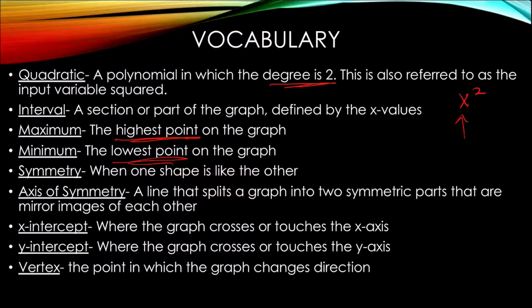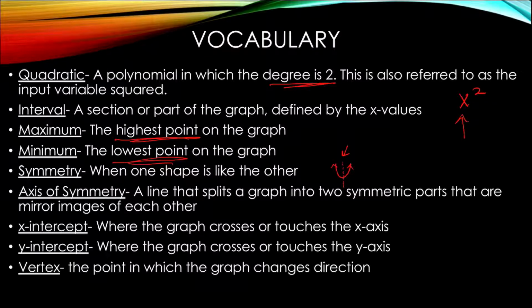Symmetry is when one shape is like the other, or we could fold it. So remember I have that next vocabulary word, axis of symmetry, means I can fold it onto itself. The axis of symmetry would be the line that actually divides or splits the graph into two symmetric parts that are mirror images of each other.